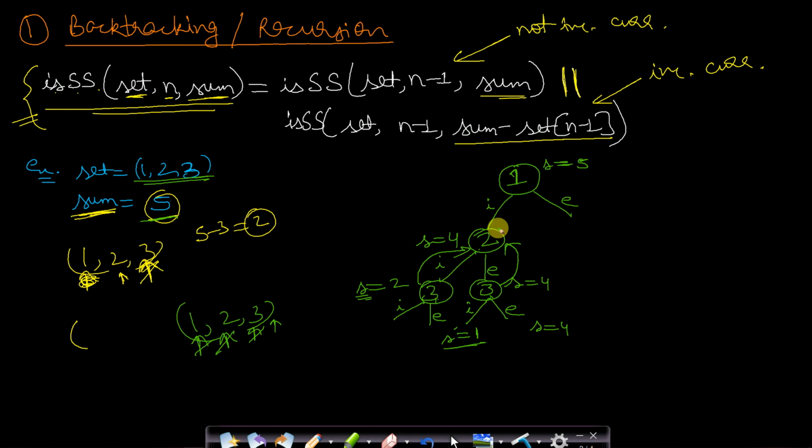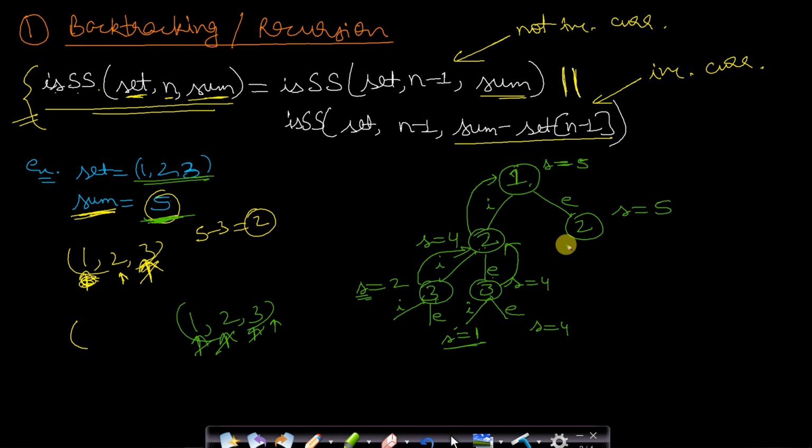Okay. So I know that either by including this 2 or by excluding this 2, it is not possible to find the given sum 5. So I will backtrack from this 2 to 1. After coming to 1, I already know that if I include this 1, then I will not be able to find any subset which will sum up to 5. Okay. So I will just exclude this 1 and let us explore whether we can find a subset whose sum will be equal to 5. I have excluded this 1, so the sum value will again be 5.